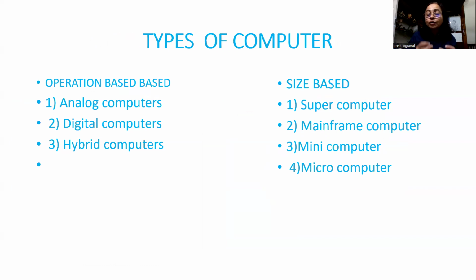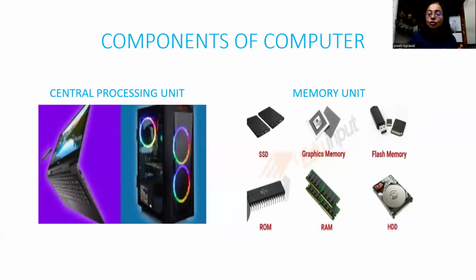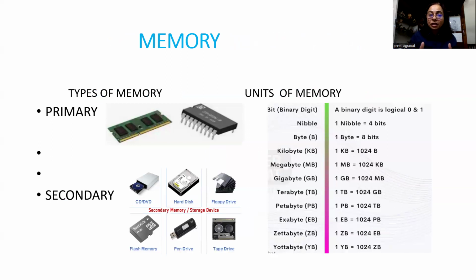Now, the computer stores this data in memory. That is why memory is also an important part of the computer. There are two types of memories, the primary memory and the secondary memory. Primary memory is RAM and ROM. RAM is read and write memory. This is a volatile memory, whereas ROM is read only memory, जिसमें सिर्फ हम read ही कर सकते हैं, and that is non-volatile memory.